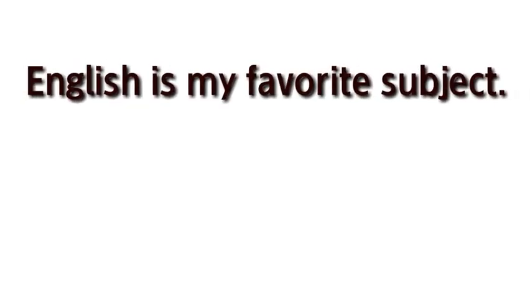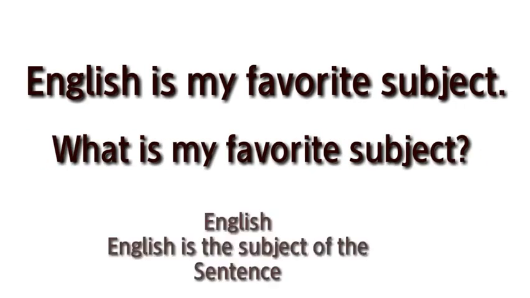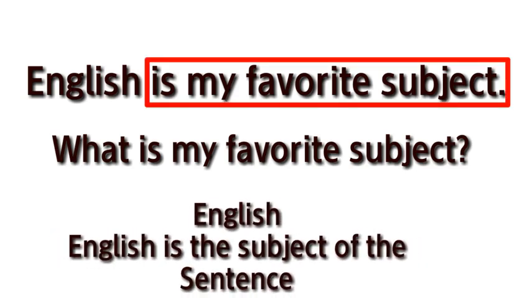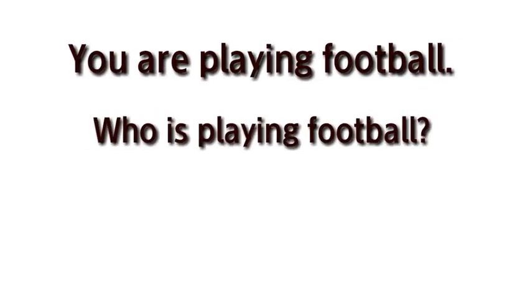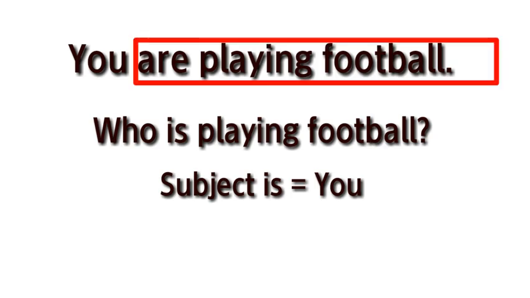Ki English is my favorite subject. So what is my favorite subject? English. So English is the subject of this sentence, and without subject, without English, the rest part of the sentence is called predicate. You are playing football. Who is playing football? So the answer is you. You is the subject of this sentence. So without you, are playing football is predicate.